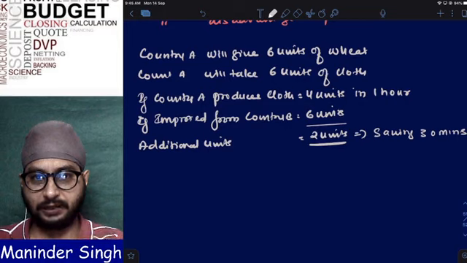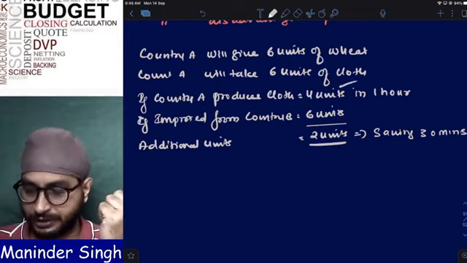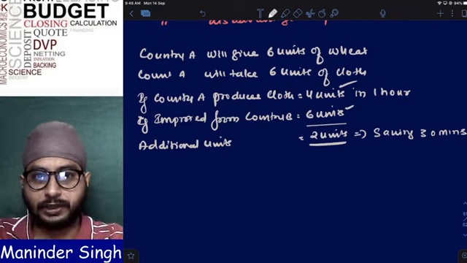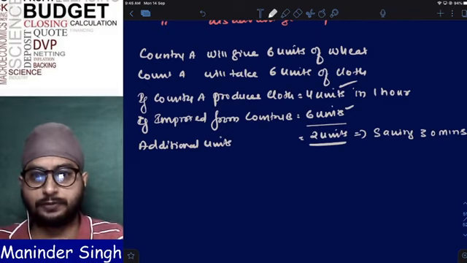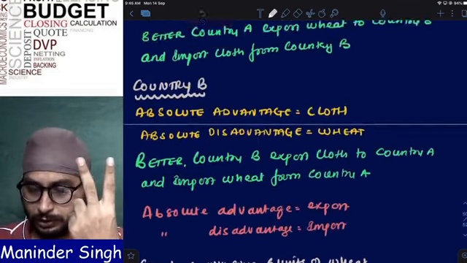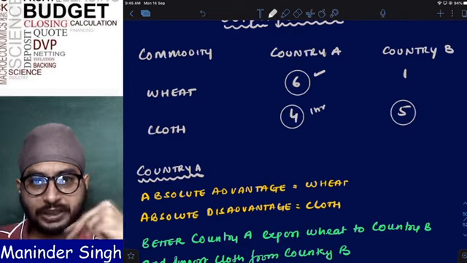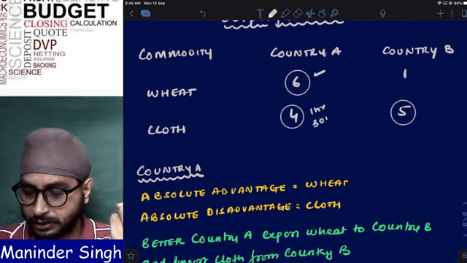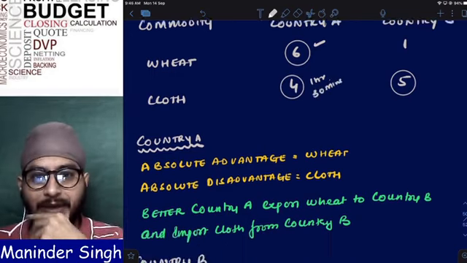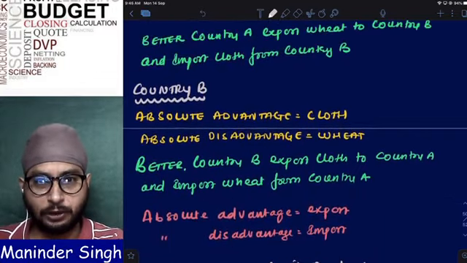If I manufacture by myself, I will be able to manufacture only 4 units. But since I am giving 6 units of wheat to you, I am getting 6 units of cloth from you. So how many additional units am I getting? 2. To produce 4 units, I have to spend 1 hour. So for producing 2 units, how many minutes? 30 minutes, right? Half an hour. So am I saving half an hour of my time or not?